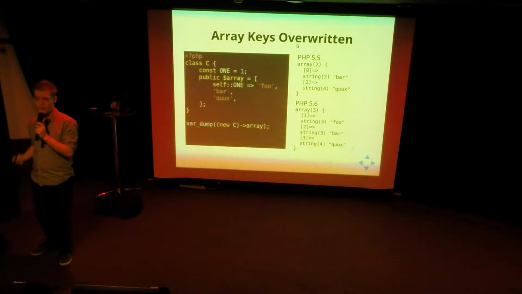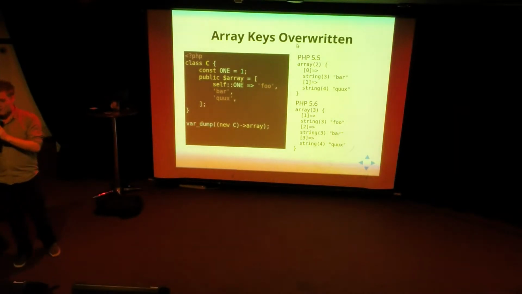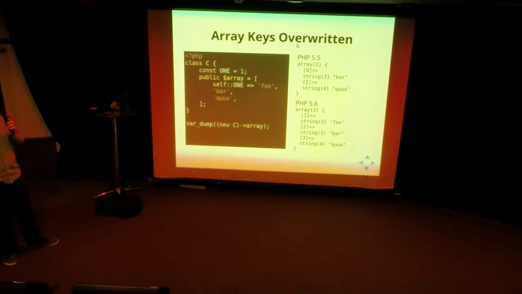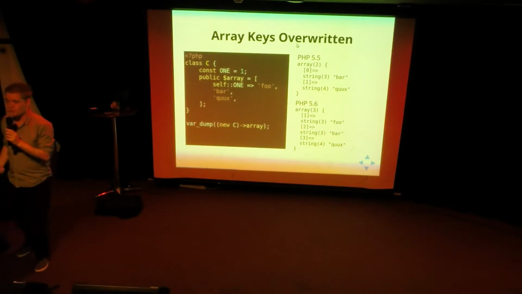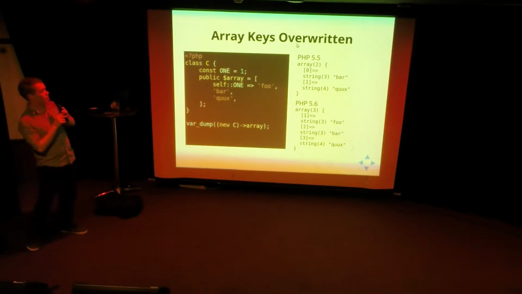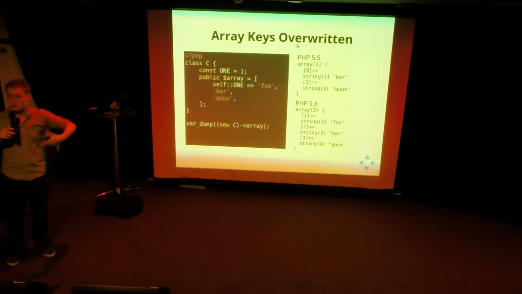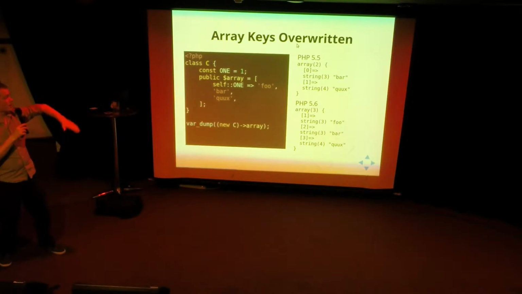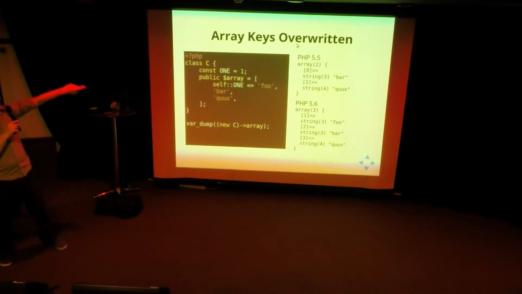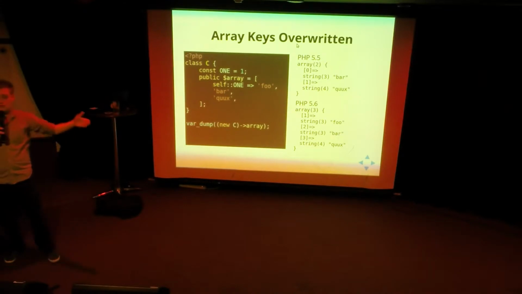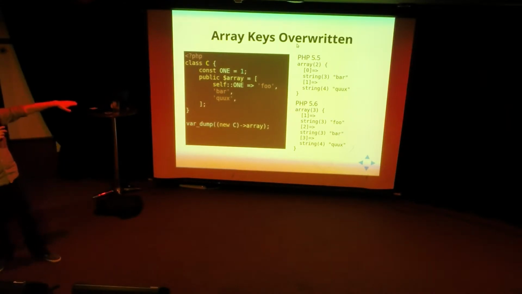So, array keys being overwritten. Now, the same piece of code on the left-hand side here, running in 5.5, will overwrite foo. So we come in and we have index 1, and then bar comes in at index 0, because we wrap integer keys and we start again. And then when we add our third value in there, because that's sort of 0 then 1, it's going to write over the top. But in 5.6, it doesn't do that.